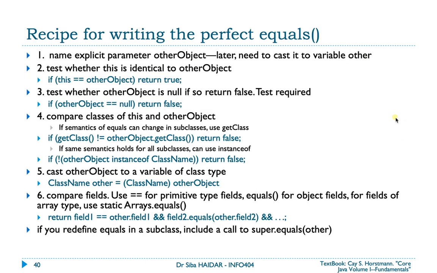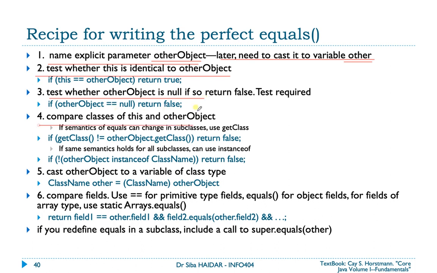What is the recipe for writing the perfect equals? First, name the explicit parameter other object. You can name it whatever you want, but name it other object, and later you need to cast it to the variable called other. It will be short. Second, test whether this is identical to other object. Test if this equals other object, return true, of course. Third, test whether other object is null. You must retain this by heart. You must do this quickly. So third, test whether other object is null, and if so, return false.